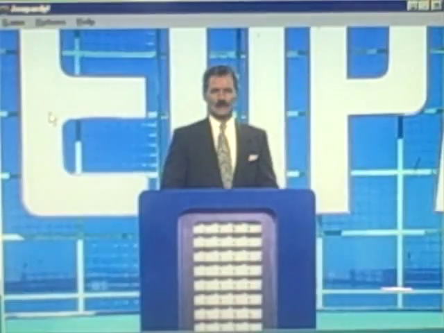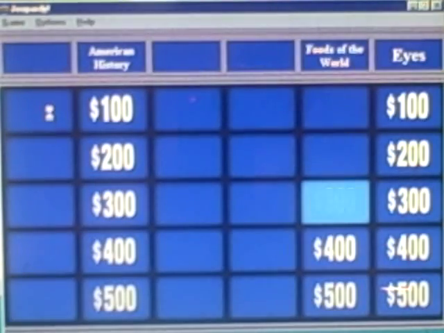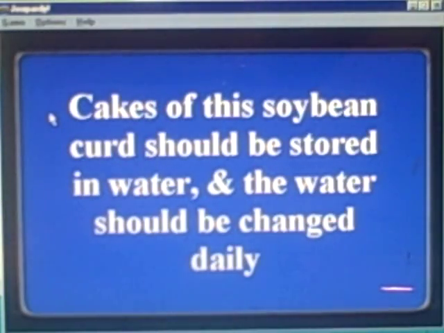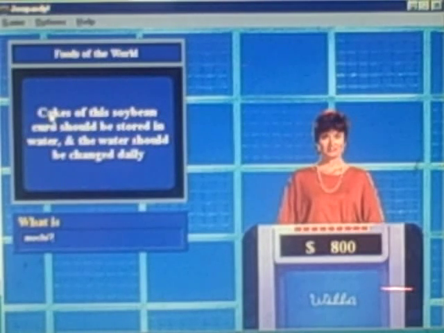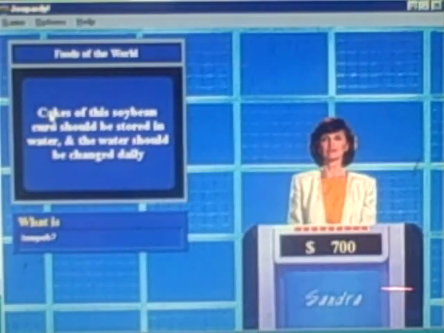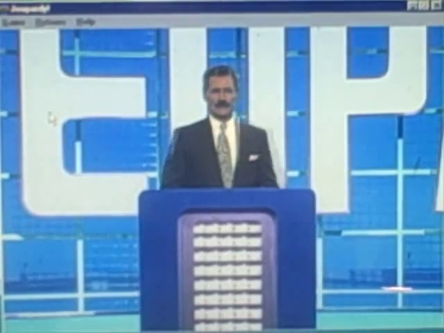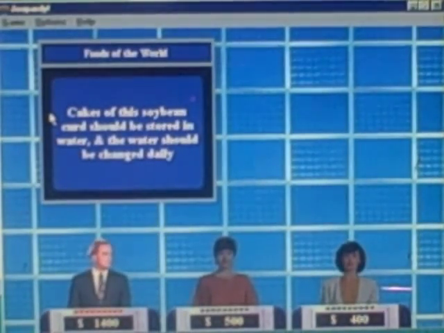Foods of the World 300. You are correct. Contestant number 1. Cakes of this soybean curd should be stored in water, and the water should be changed daily. Contestant number 2. What is mochi? No. I'm sorry, that's wrong. Contestant number 3. What is tempeh? No. Sorry. You fail. Miserably.